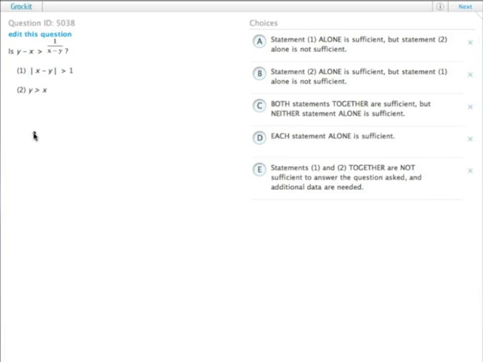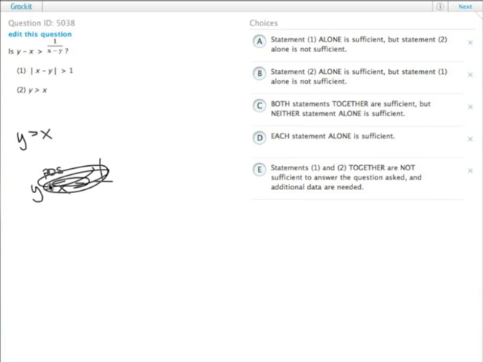Okay, is y minus x greater than 1 over x minus y? So it does help to do a little bit of thinking about this one before you start tackling the statements. So if y is greater than x, and whether this works, whether they're positive or negative numbers, y minus x is going to equal a positive number, and that in turn will be greater than 1 over x.